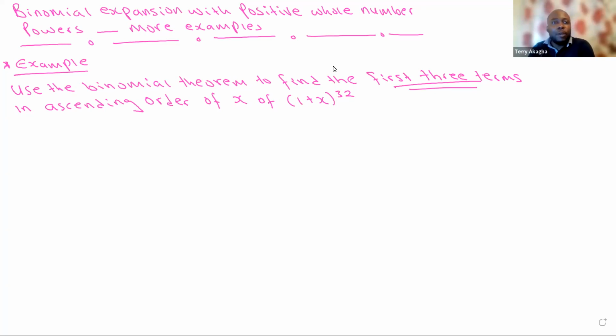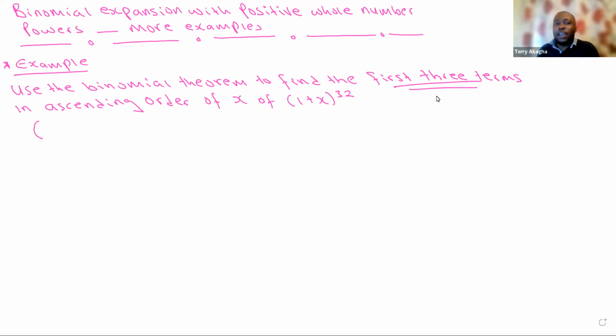In the previous video, I introduced the concept of binomial expansion with positive whole numbers, and I solved some questions on it. But now I'm going to solve more examples, and one of the examples I have on the board is: we should use the binomial theorem to find the first three terms in ascending order.